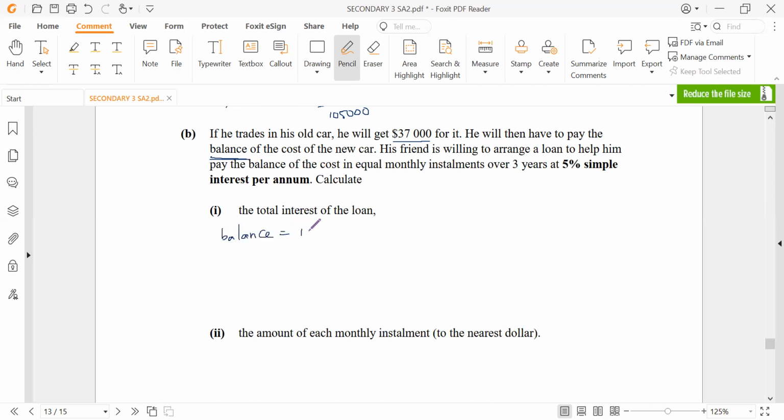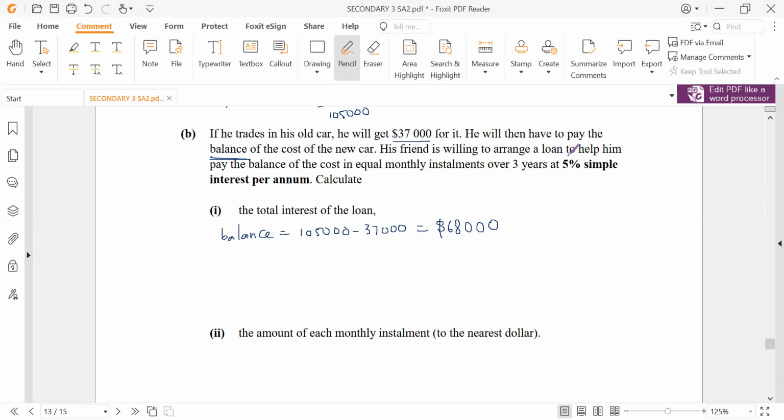So the cost of the car is 105,000, and he got $37,000. So the balance is $68,000. If you remember the hire purchase video, the $68,000 will be paid monthly. However, you must include interest in it. If you read the question, it did not mention anything about the deposit or the down payment. Therefore, it's $0. So the whole $68,000 will be used to calculate the interest.